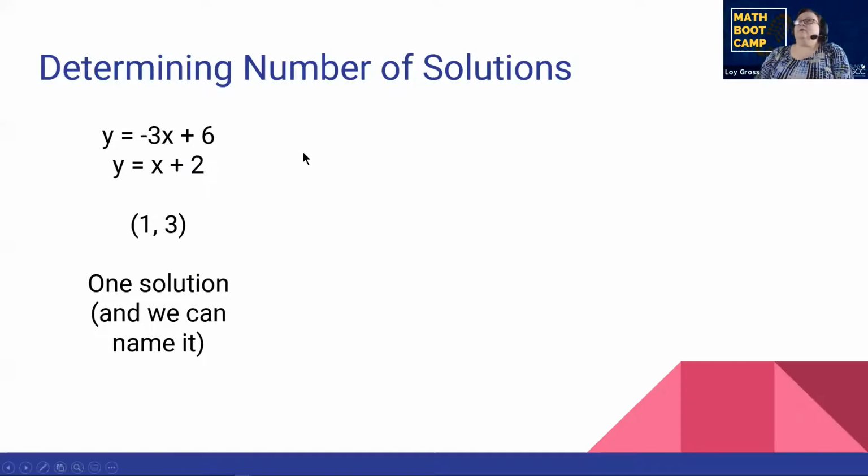So let's look at determining the number of solutions. We've seen a number of examples so far that are pretty straightforward. We've got two equations and they represent two lines on a graph and they intersect at (1, 3). This system has one solution and we can name it, and we've been working with that in previous videos.